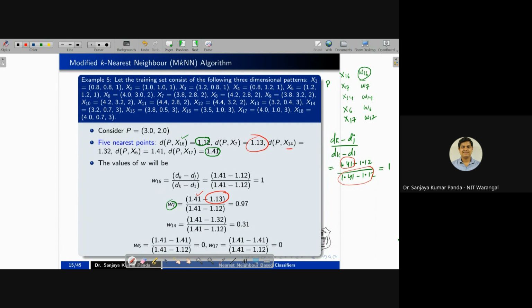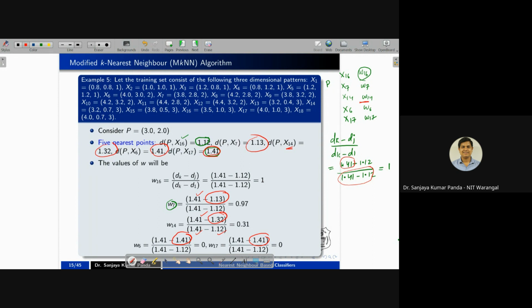Similarly, for X14, which is W14, it is 1.41 minus the current distance, over 1.41 minus 1.12 in the denominator. The distance for X14 is 1.32, so I am putting 1.32 here, and we get a weight value of 0.31. Similarly, for W6, which is for X6, it is 1.41 minus 1.41 divided by 1.41 minus 1.12. Only this value changes because its distance is 1.41, so you will get 0. In this way, we calculate the weight values of the different neighbors. Is it clear?